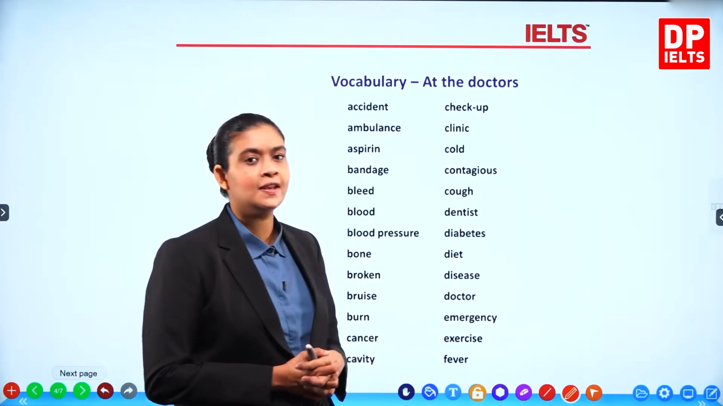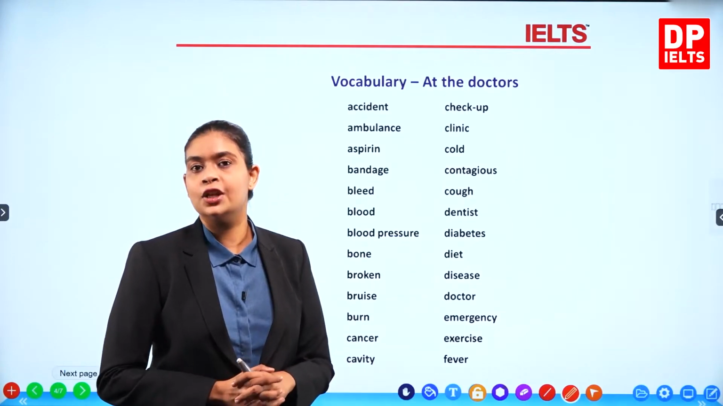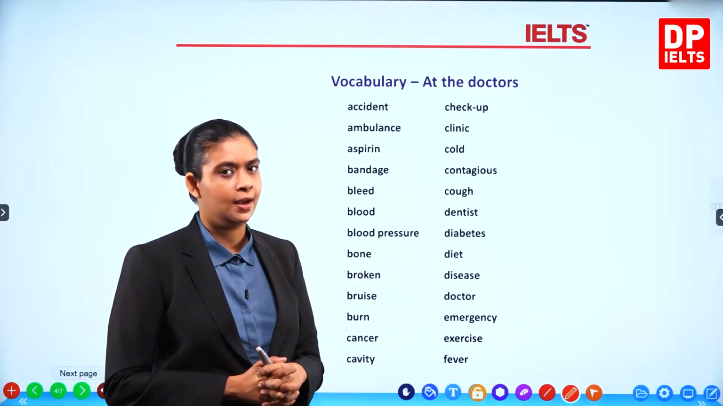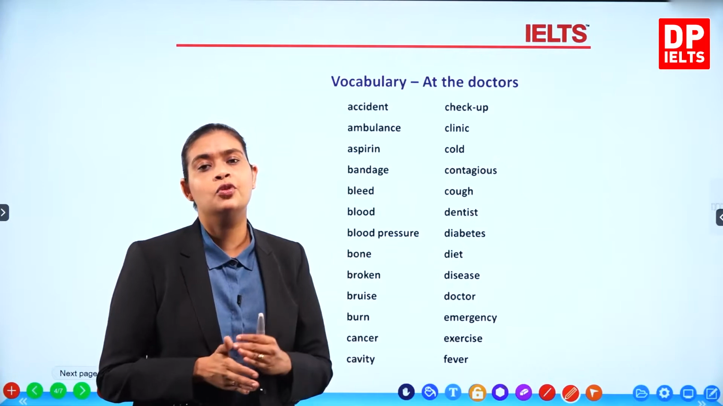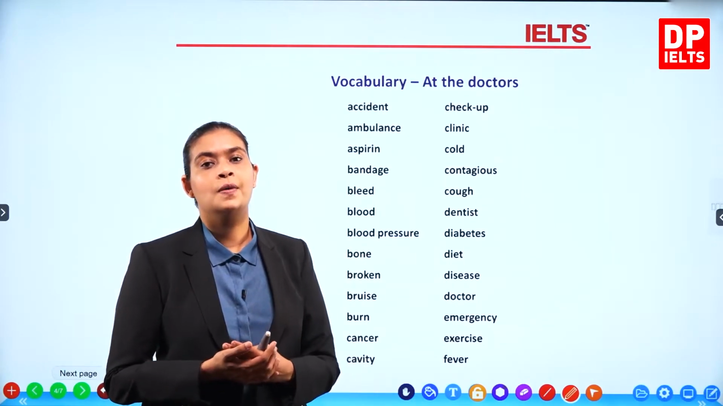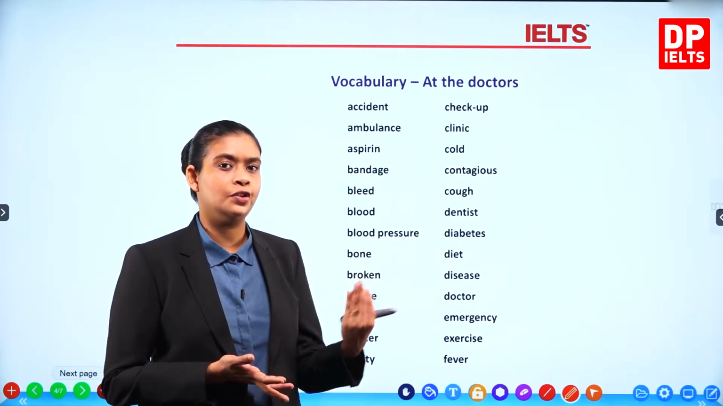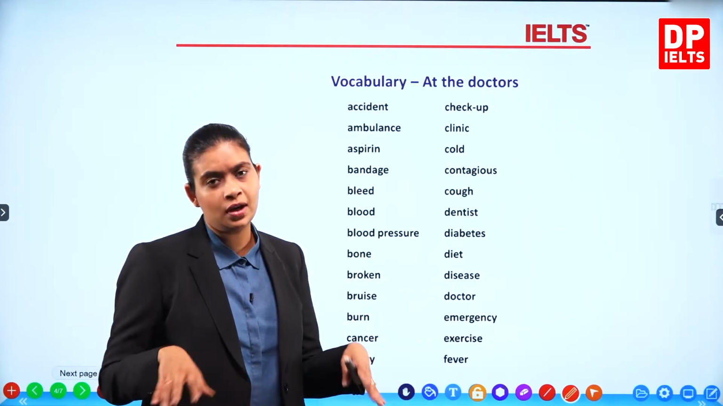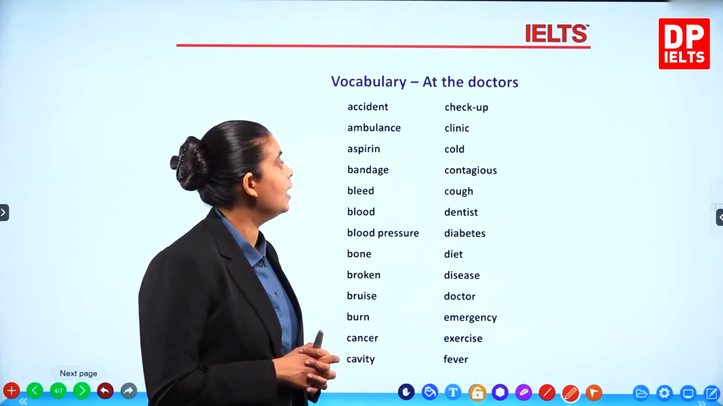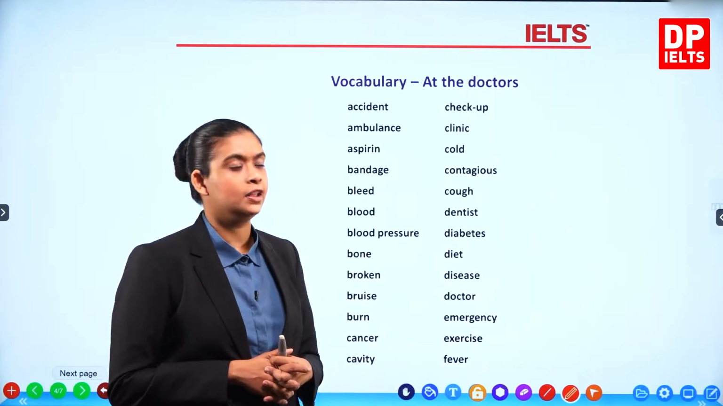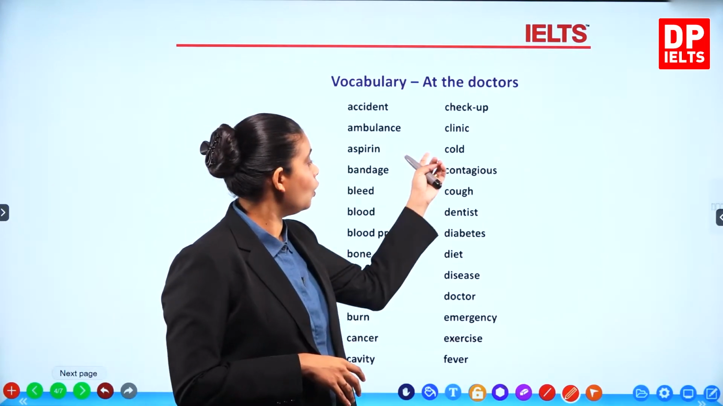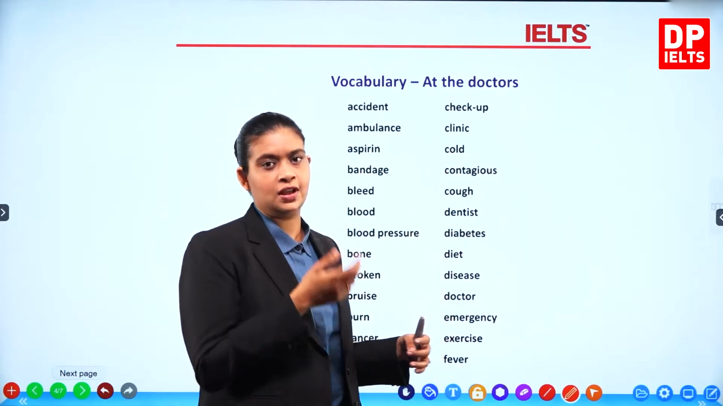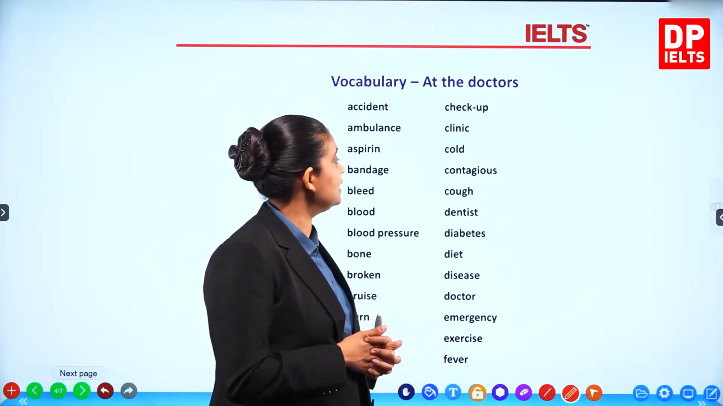Clinic is a place where you go to take medicine and you can meet the doctor there. But they don't have rooms where you can stay if you're too sick and you can't go home. It's not like a hospital. It's a very small area where the doctors come and you can actually meet the doctor there. Cold is when you go, it's a cold, okay?